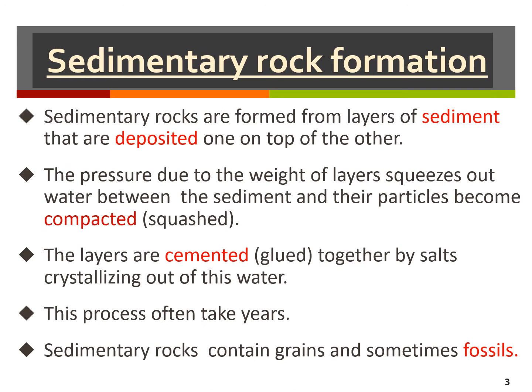So how are sedimentary rocks formed? Sedimentary rocks are often formed by layers of sediments that have been deposited on top of one another. The pressure due to the weight of the layers squashes them together and the water gets taken out, so the sediments and the particles become squashed or compact. The layers are then glued together as the salts crystallize out of water. This often takes many years to happen, and sedimentary rocks contain grains and sometimes even fossils.